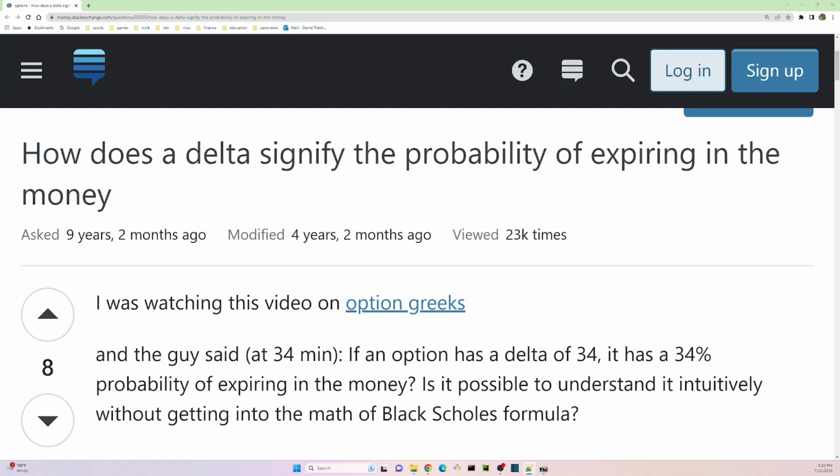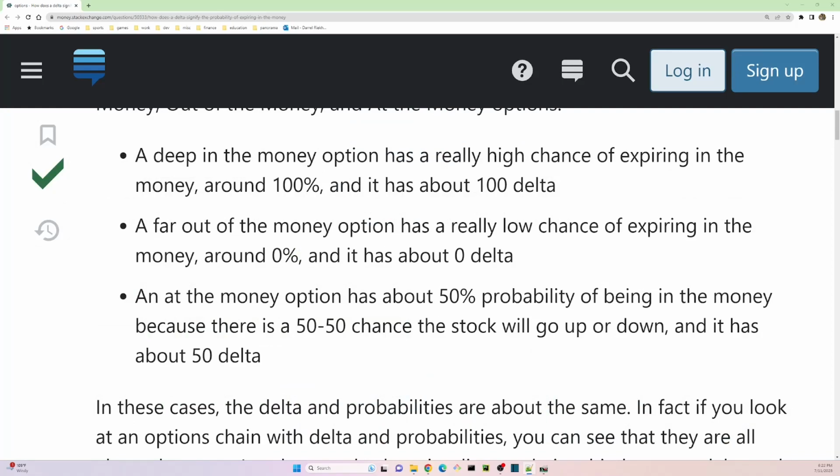I'm showing a Stack Overflow post here. It's linked in the description. It explains why delta can be used as a rough estimate of the probability of an option contract finishing in the money. From the linked post, one way to think about it is to look at the probabilities and deltas of in the money, out of the money, and at the money options.